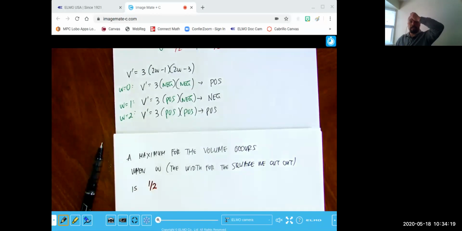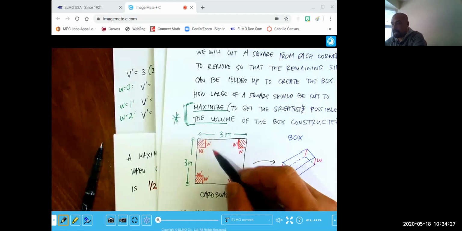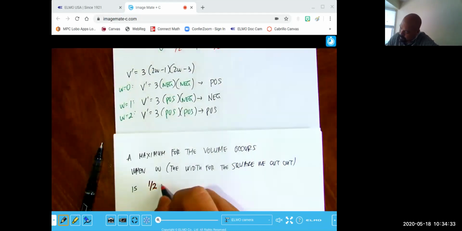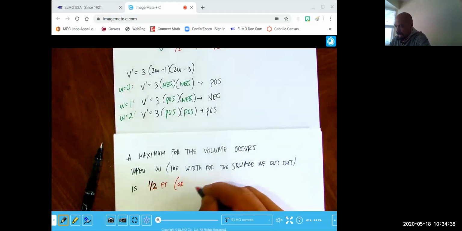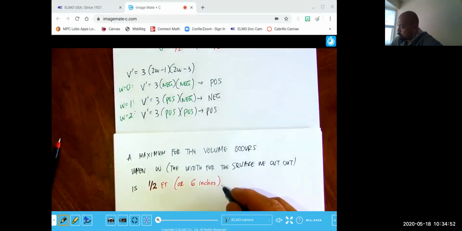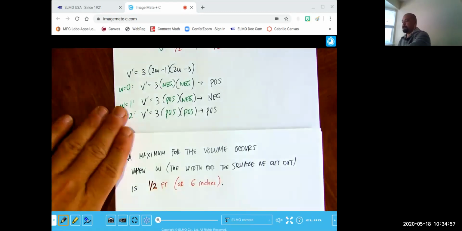But now think back to our units we were talking about before. In this context, if I was using that 3 minus 2W, that 3 was in feet. So that's exactly what that's going to be. So we get 1/2 foot, 6 inches, when that W is 1/2 foot or 6 inches there.